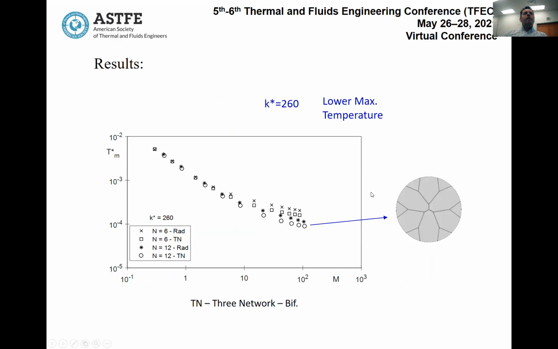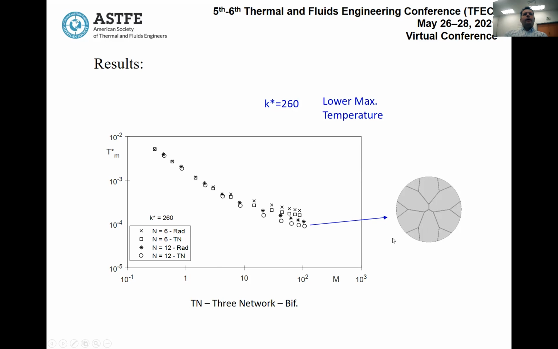Here we have the T star. The T star is just explaining the same as delta T, but it's dimensionless. So for K star equal to 260, here we are just presenting the K star equal to 260 that shows the best performance against all other K stars. So for that, our geometry with 12 outlets bifurcated presented the best performance in terms of thermal resistance.